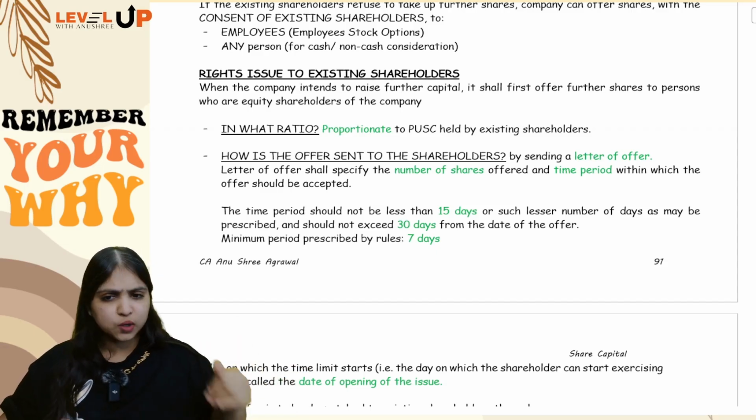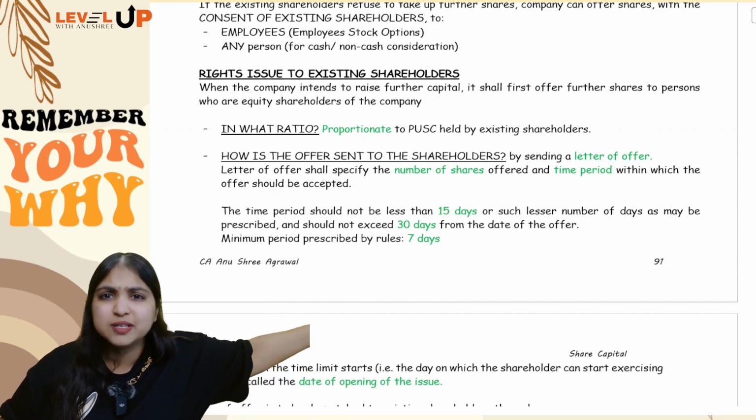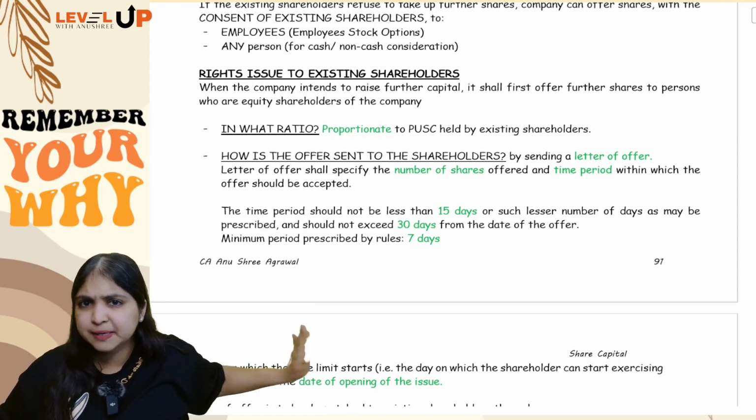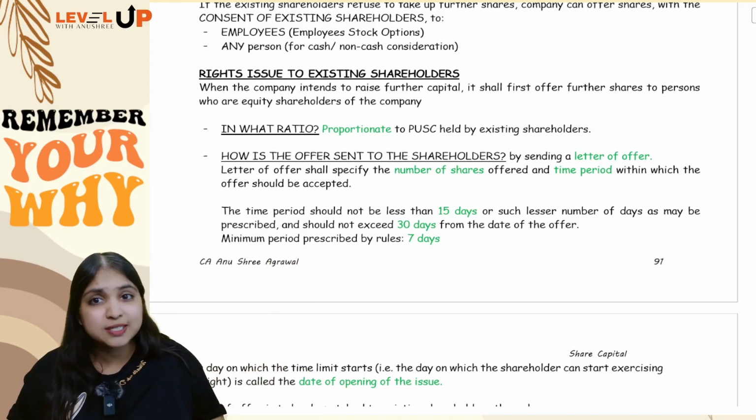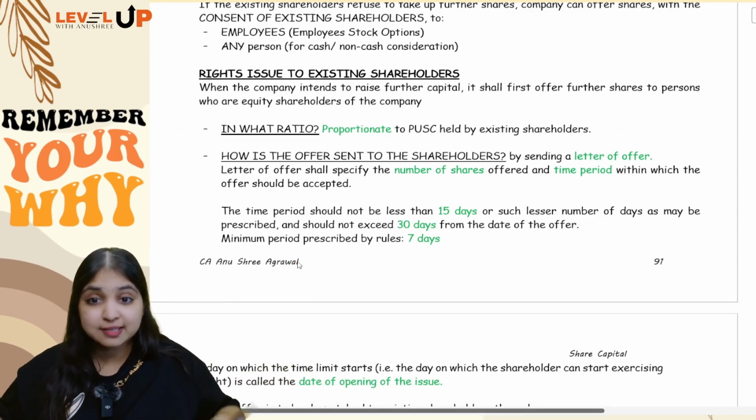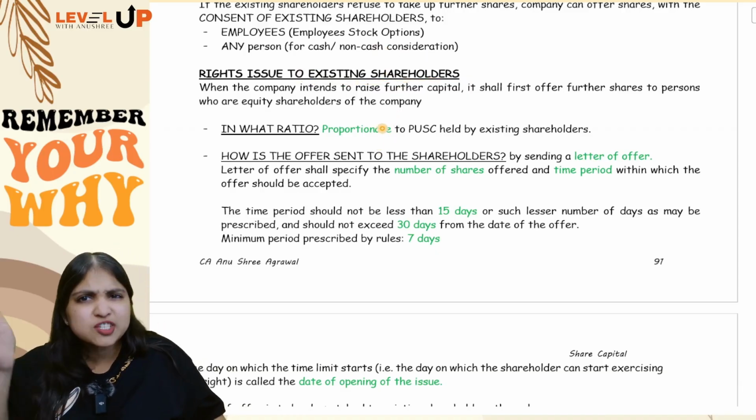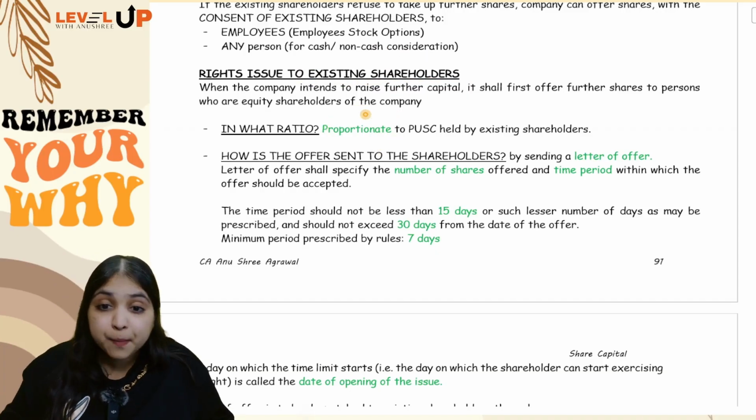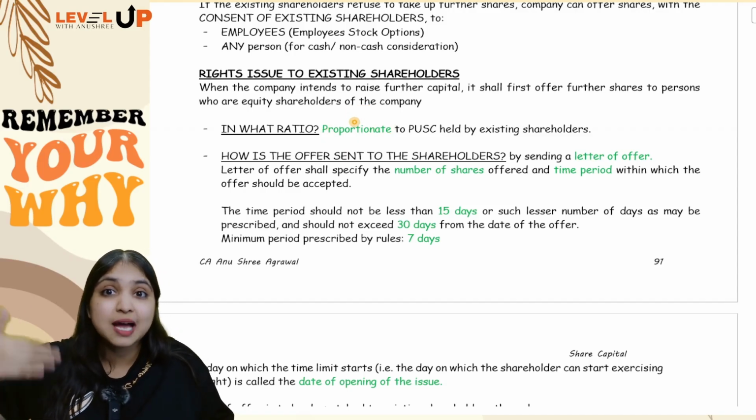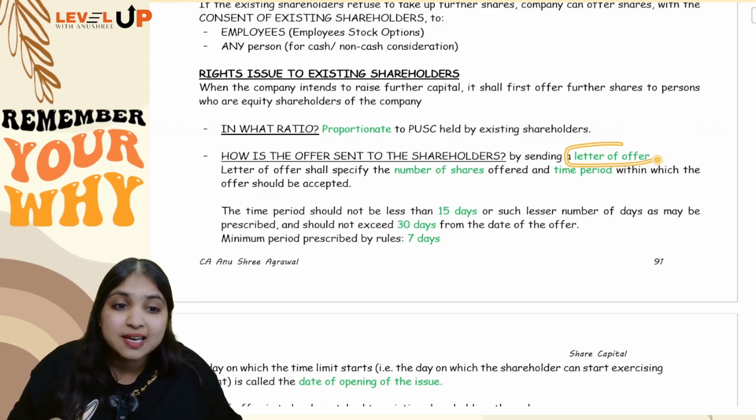Only if the existing shareholders are not willing to give you more money, only then you go and offer the shares to the outsiders, like public offer, private placement and all. You do that only if existing shareholders are not giving you the money that you need. When the company offers shares to existing shareholders at a price called the rights price, which is generally lesser than the market price, proportionate to the number of shares they already hold, the company will send them this offer through a document called the letter of offer.